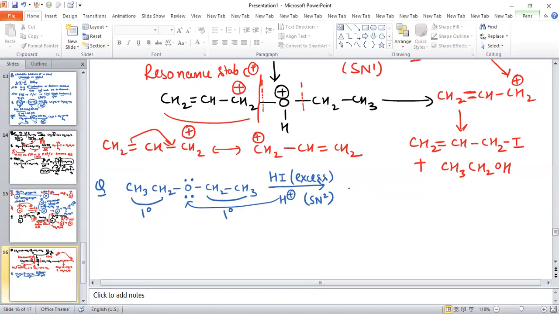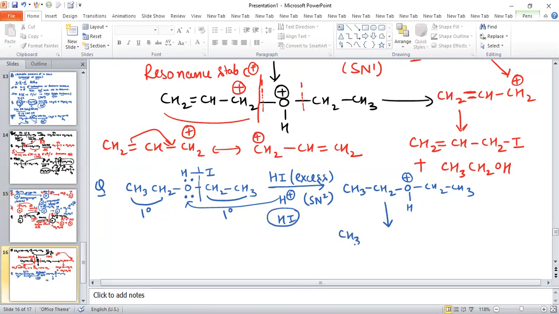Now after the attack of H plus, what happens there? See, CH3CH2, this oxygen having positive charge, and H. Because in this case, simply without the mechanism you can also do it, both parts are the same. So H will come with one part and I will come with one part. So the product obtained after reaction of one HI will be CH3CH2OH. Another product is CH3CH2I.